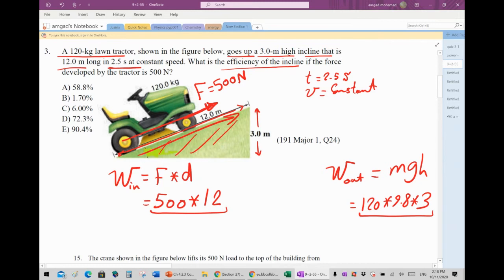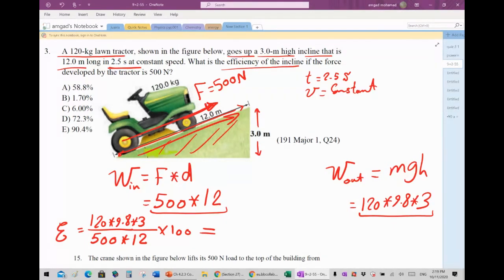I need to calculate the efficiency. The efficiency equals output work divided by input work times 100. So 120 times 9.8 times 3, divided by the input work, 500 times 12. Do you have a calculator, guys? If you have a calculator, could you please do it? Okay, just a second. Yes.